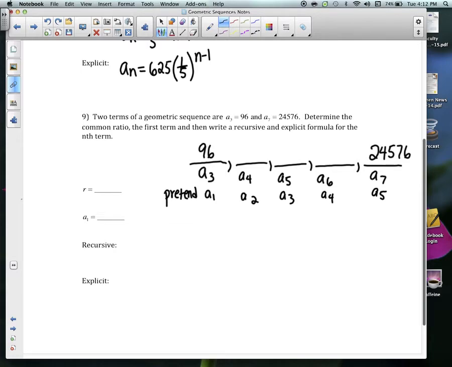So now I'm going to say A1 is 96. And this is for solving purposes. This isn't our actual A1. So our A5 we're treating as 24576. And it's telling us our n is 5. So we're going to use that with a formula to figure out what our r value is. And then we'll have enough information to go backwards to find A1 and to get our equations.